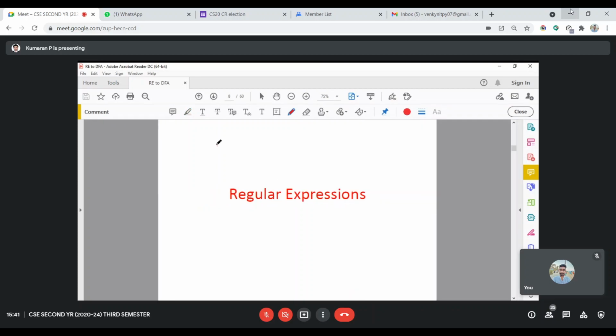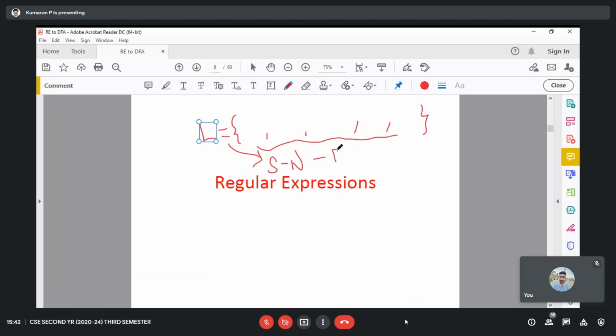I already told you, whenever there is a language, okay, wait, I'll increase the cursor space. Whenever a language consists of a collection of strings, instead of specifying the collection of strings like this, I wanted to specify the same with some shorter notation. The shorter notation is called a regular expression. So now what is the meaning of that?